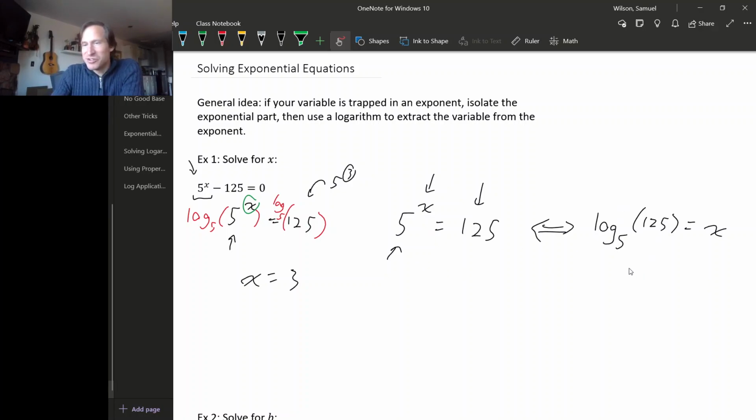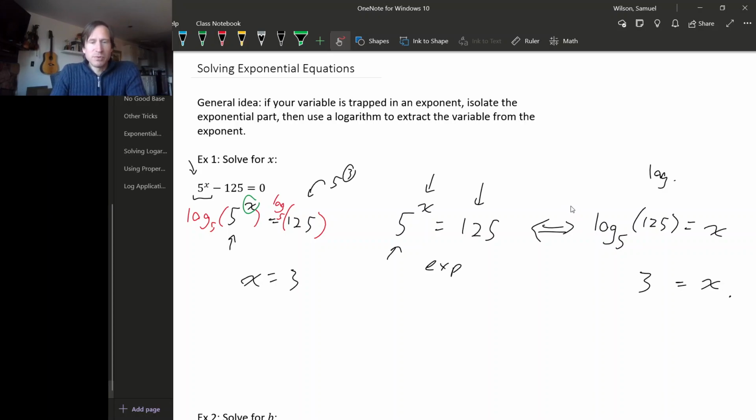Now you can see doing this little rearrangement tells us what x is going to be. It's log base 5 of 125. All we need to do is figure out what that is. And as we said before, it's 3. So you see, you get the same thing either way. This rearranging of an equation from an exponential form to a logarithm form really is essentially just saying that log base 5 is the inverse function for exponentiation base 5. So that's why these two equations are equivalent.